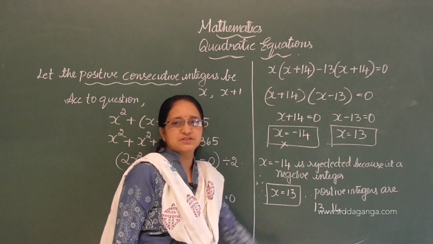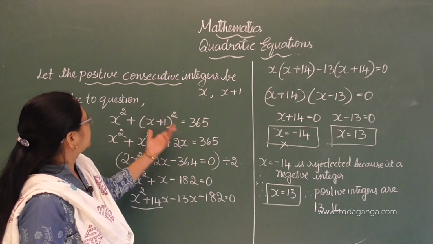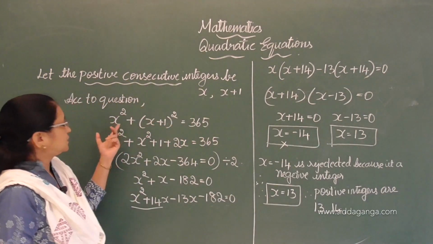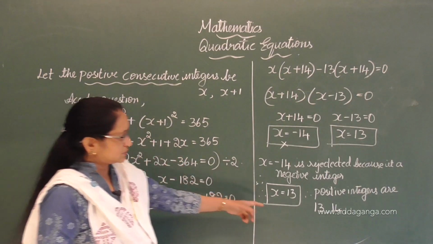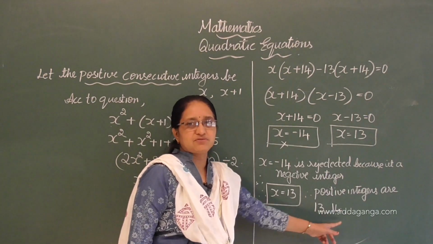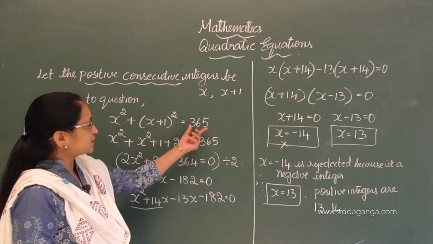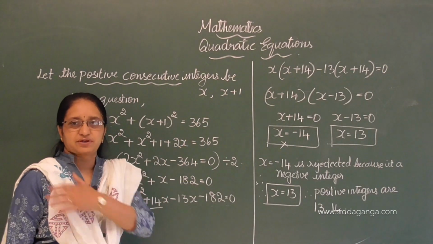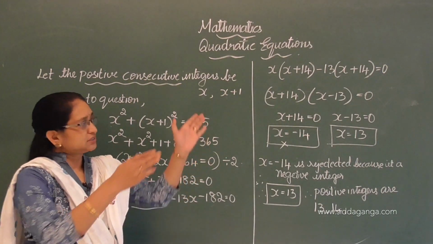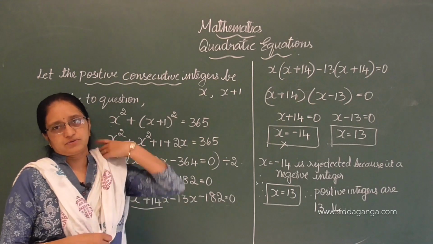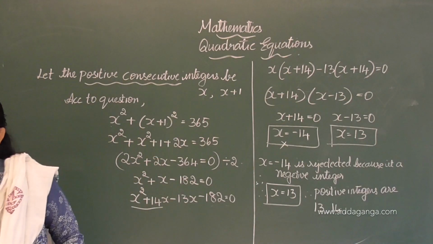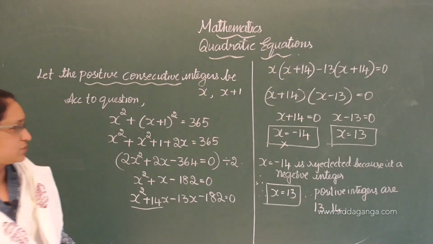Now you can do verification. You have to square 13 and 14 square. If you do it, definitely you will get 365. You can do the verification in the rough column, okay, you do it. Now, we shall move on to the next one.